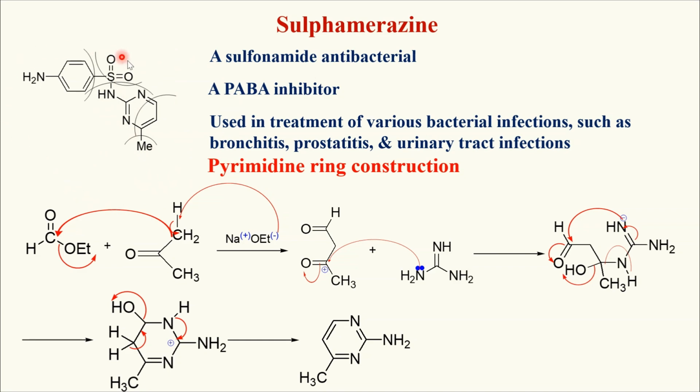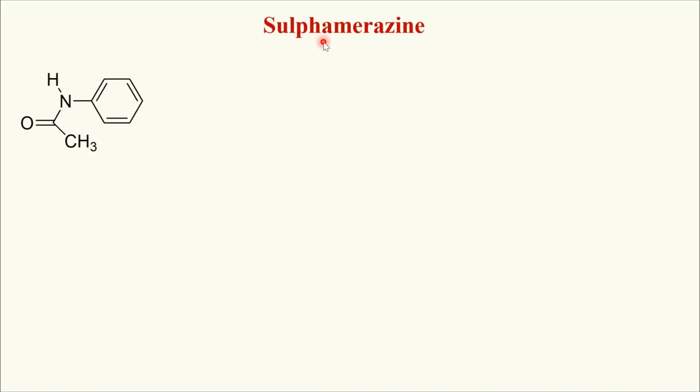Now I have to synthesize the para-aminobenzene sulfonyl group and attach that to this 2-amino 4-methyl pyrimidine ring system to get sulfamerazine. Let us look into that. I'll take acetanilide and treat with sulfonyl chloride. The sulfur being electron deficient, as it is flanked by electron withdrawing groups, acts as an electrophile.